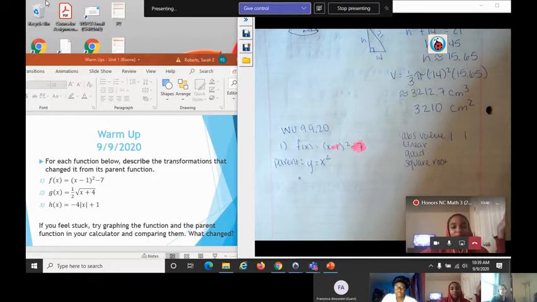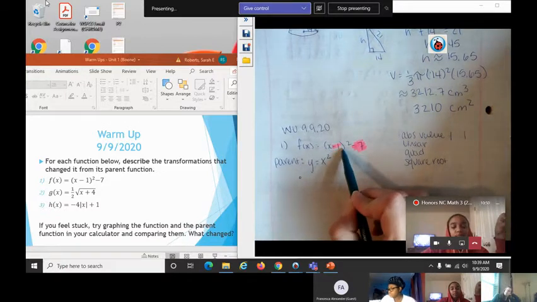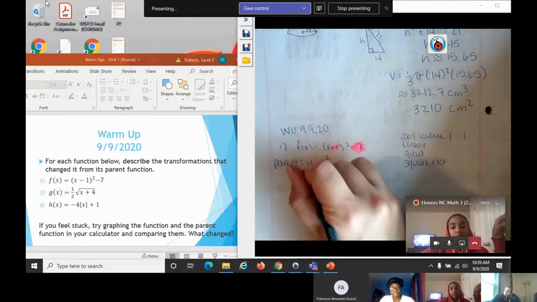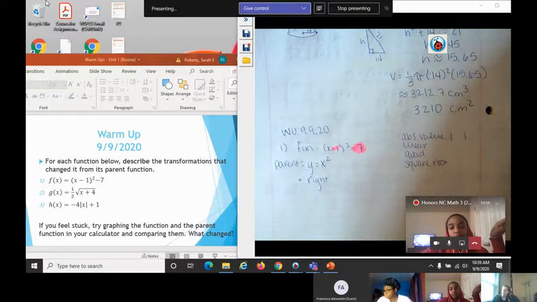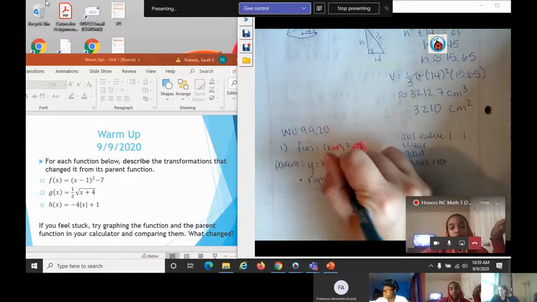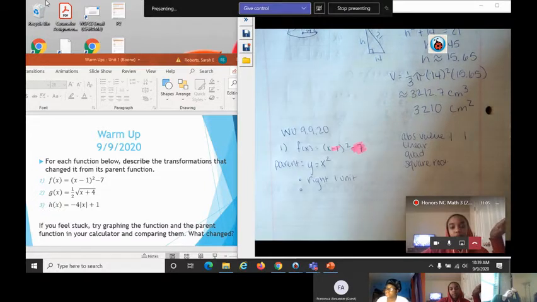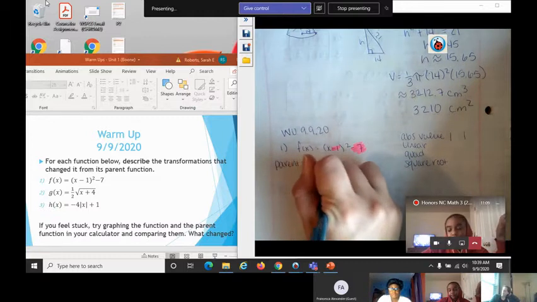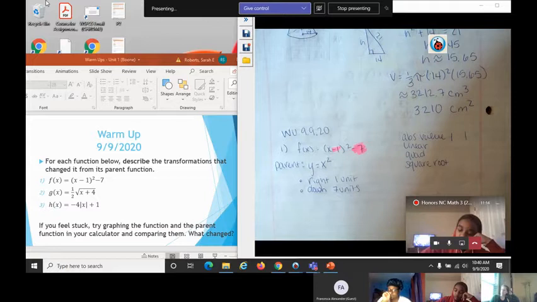Left. So when it's inside of the function like this, it's just the opposite of what it is. So it's going to be right. And by how much does it move? 1. Yeah, good. Okay, and then what does the 7 do? Moves down 7. Yeah, very good. Down 7 units. All right, thank you, Aaron. I appreciate it.